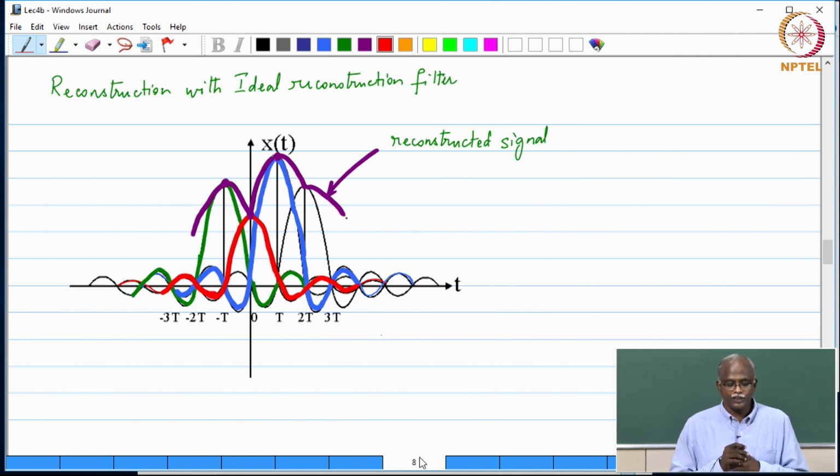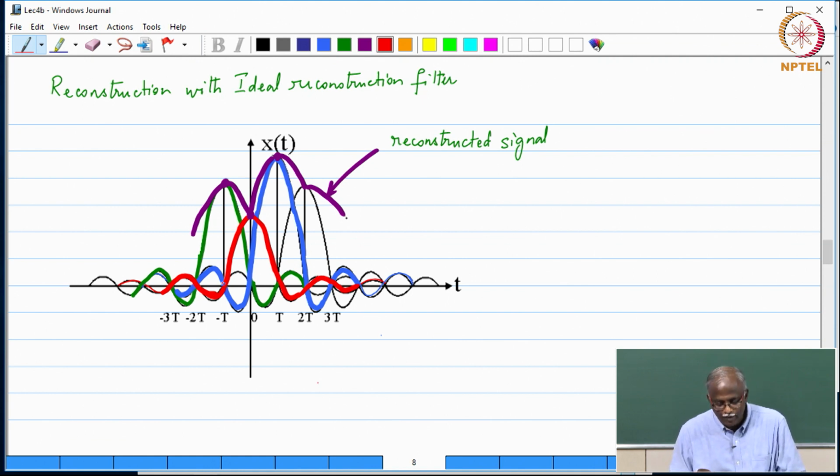Now comes the reconstruction process. If I have the sample at time t equal to 0, I have to produce a copy of the reconstruction filter, which is the red version, centered at t equal to 0. Then at t equal to 1, it is the blue copy of the reconstruction filter, and at t equal to -1 is the green copy. So you have the green copy, the red version, the blue version.